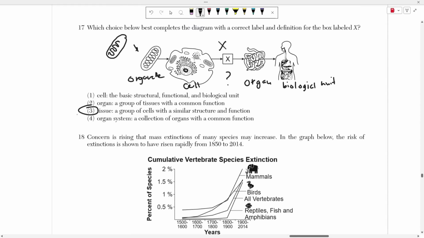In organ system, this is not an organ system. A bunch of these organs would be an organ system. 2, an organ is a group of tissues with a common function. It's not an organ because it goes organelle, cell, tissue, organ, okay? So in order to complete this hierarchy, you need a tissue here.